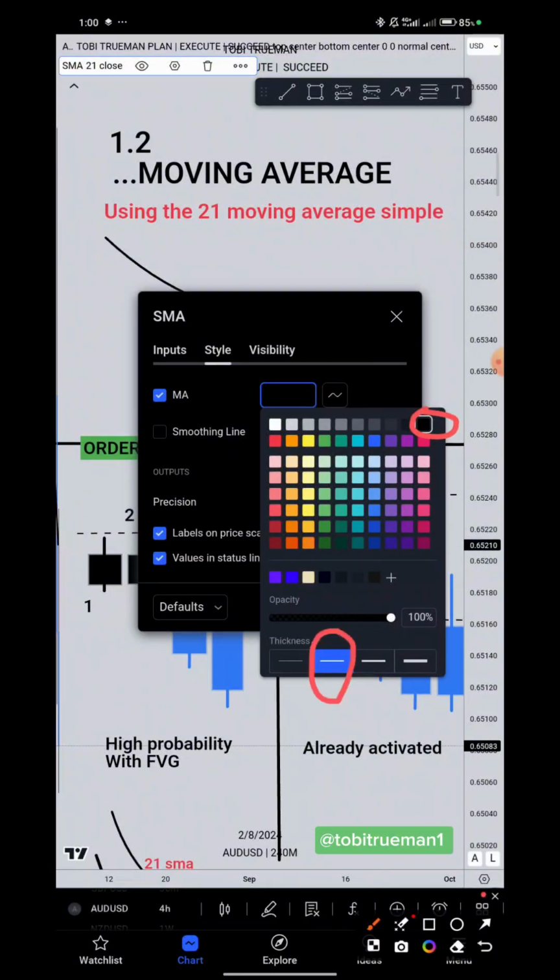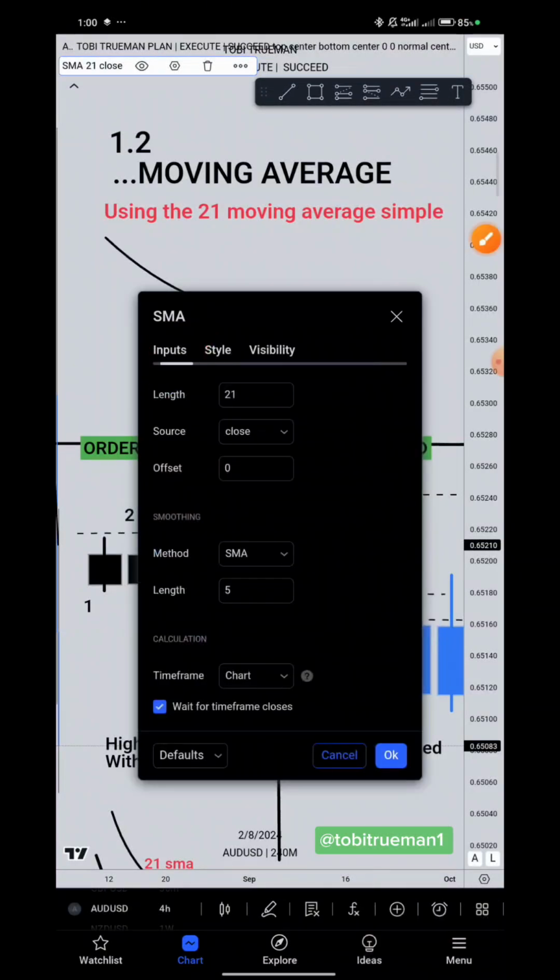All right. Then let's go to the input section. Click on the input. When you click on the input, you change the value to 21. Okay, so the value will be 21. After doing that, you just click on OK. That is all for the moving average setting.